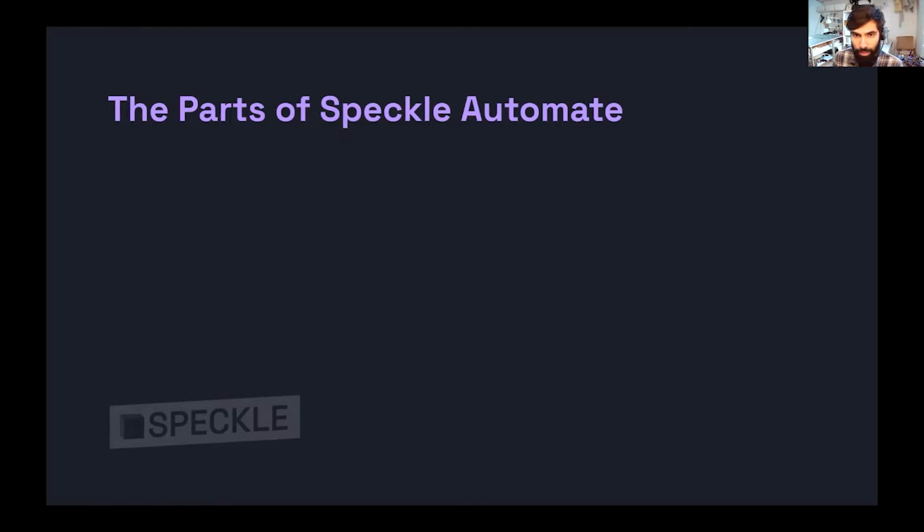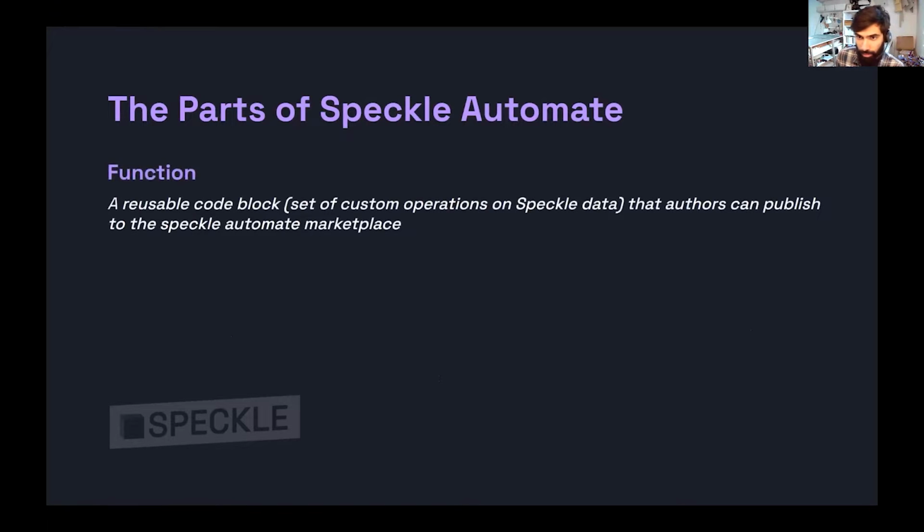So let's start with what the parts of Speckle Automate are. The first integral building block of Automate are functions. We call functions the things that run a certain predefined set of operations on top of Speckle data. So they get the project data and they execute a predefined set of logical operations on them. Function authors can provide whatever custom logic they want, and they have the power through Automate to publish their functions to what we call the Speckle Automate marketplace.